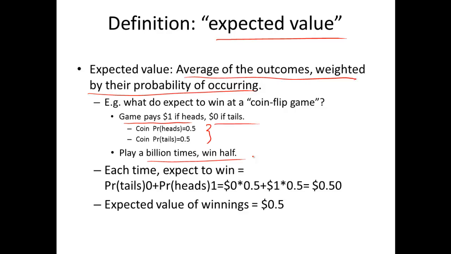So what is it that you expect to win? Well, what you expect is the probability that tails occurs times 0, because that's the payoff if tails occurs, plus the probability that heads occurs times 1, which is the payoff if heads occurs. So what is that? Well, it's $0 times 0.5 plus $1 times 0.5, and it equals 50 cents. So we would summarize this by saying the expected value of your winnings in this game would be $0.5 or 50 cents.